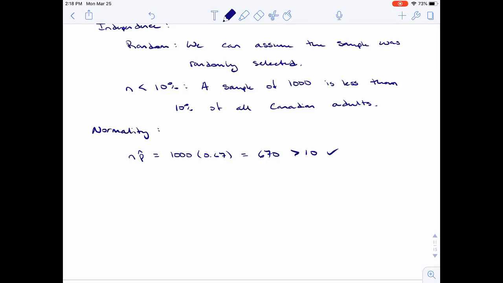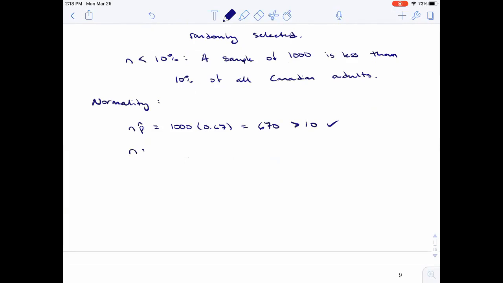Sometimes you'll be given the number of successes. We'll see an example. And then you can just use that, because n times p hat is just the number of successes. And then n times q hat is the number of failures. So n times q hat is 1,000 times, and remember q hat is just 1 minus p hat. So I'll just throw it in there to help clarify some things. 1 minus 0.67 is 0.33, and 1,000 times 0.33 is 330, which is more than 10.